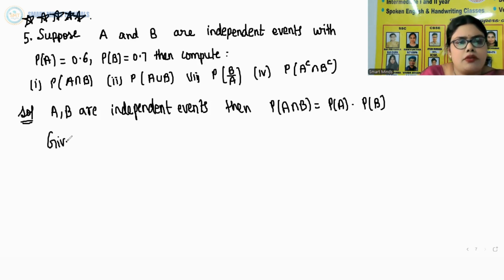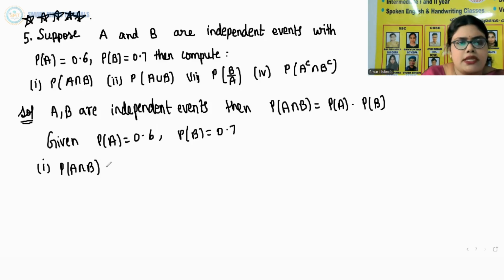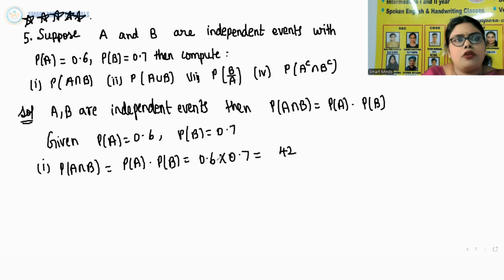Now what is given to us? P of A is equal to 0.6. P of B is equal to 0.7. Now number 1. P of A intersection B is equal to P of A into P of B. So that is 0.6 into 0.7. 6 sevens are 42. Now after decimal you have 1 digit here and 1 digit here, so total there are 2 digits after decimal. So before 2 digits you put a point. So this is 0.42.